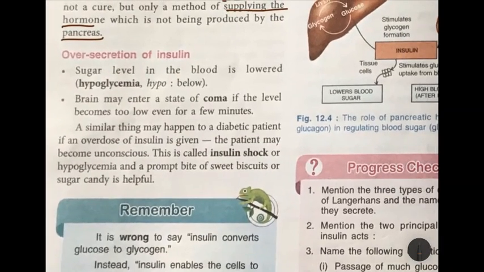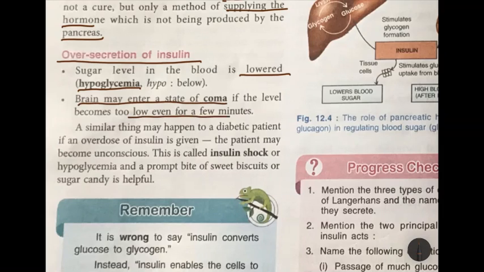Now, sometimes what may happen? There may be an oversecretion of insulin. So what happens if there is oversecretion? The sugar level in the blood is lowered. Hypoglycaemia is caused. Hypo means less, and the brain may enter into a state of coma if the level becomes too low, even for a few minutes.